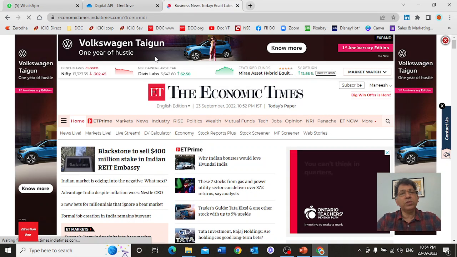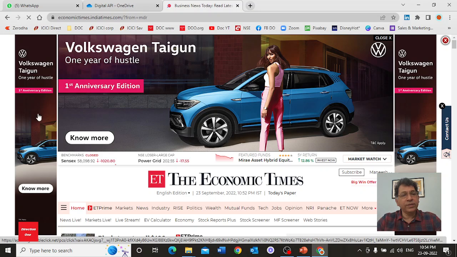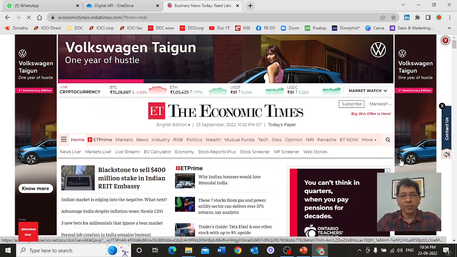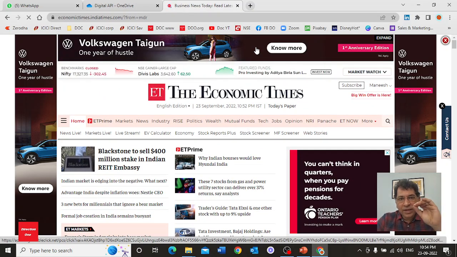So see here, Volkswagen Tiguan. Okay, I've got a left banner ad, a sidebar ad. I've got this "1 year of hustle, first anniversary edition" ad. So what is this now? One person is seeing the ad and I'm seeing this ad three times. That is impressions. So reach is one. Why? Because it is me who is seeing this ad.